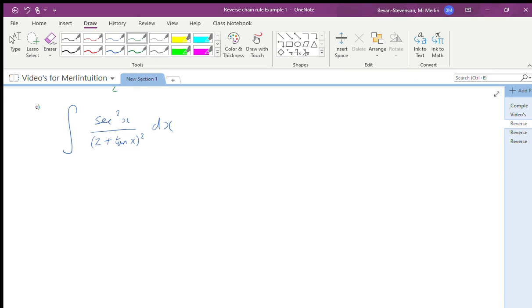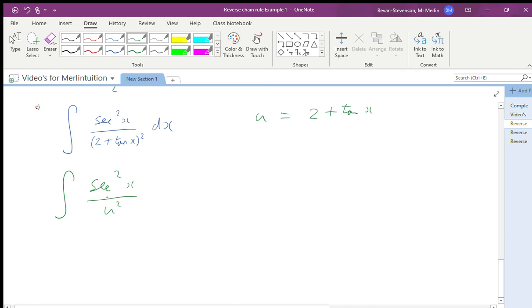If you haven't done that already, you want to go back and do learning how to do integration using trig from one of my previous videos. So I'm going to say that u equals 2 plus tan x. So I've now got the integral of sec squared x over u squared. This is slightly different because it's u squared dx by du, because I'm changing everything in terms of u.